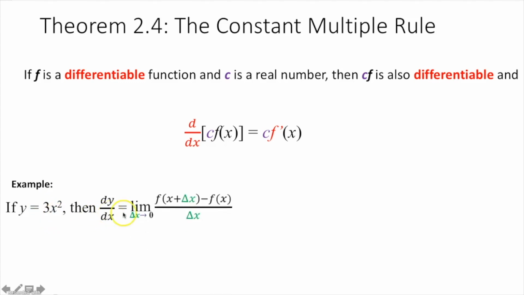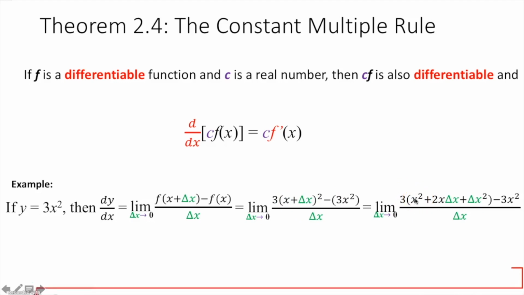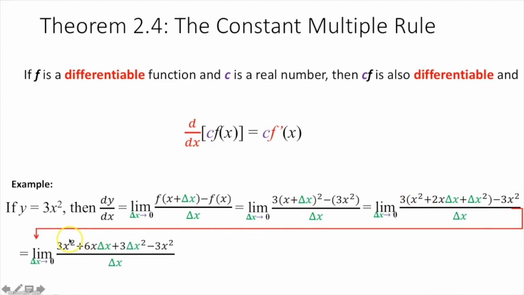If I do it with the limit process to prove that it works, I'll take this x plus delta x, plug it in our function for x, and that'll give me f of x plus delta x. So that'll turn into 3 times x plus delta x squared. F of x is just our function, 3x squared, and then delta x goes in the denominator. So here, again, I need to FOIL this right here, and then I can distribute the 3. Once I do that, I can combine like terms. The 3x squared and the negative 3x squared are going to cancel out.